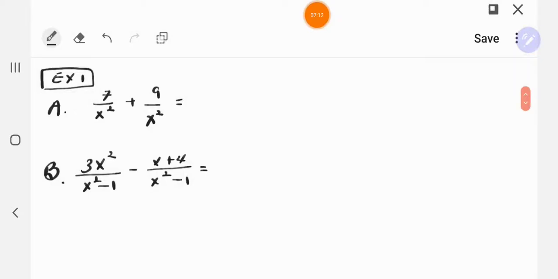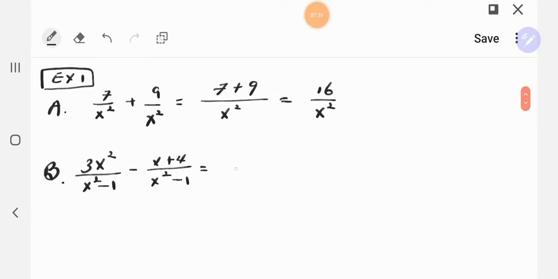Okay, let's do example 1. Letter A is to add two fractions. The denominator is the same, so what do we do? Just add the numerators. 7 plus 9 is 16 over x squared. Okay, that's simple.